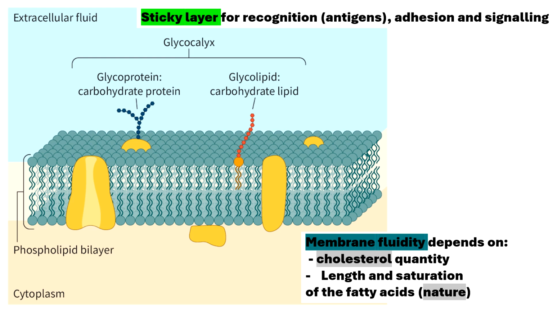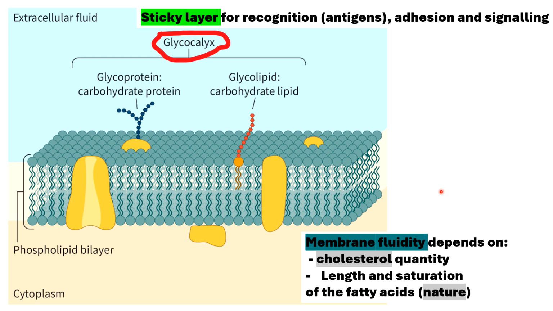The glycolipids and glycoproteins make up what's called the glycocalyx, okay, which is a sticky layer on the surface of the membrane responsible for, as I said before, recognition. They are the antigens, okay, and there's also the adhesion to other molecules and signaling. You know, they'll receive signals from perhaps neurotransmitters or hormones.